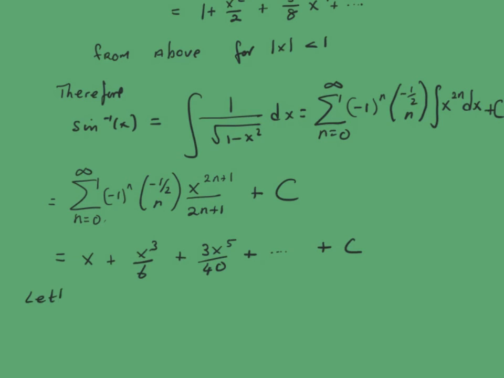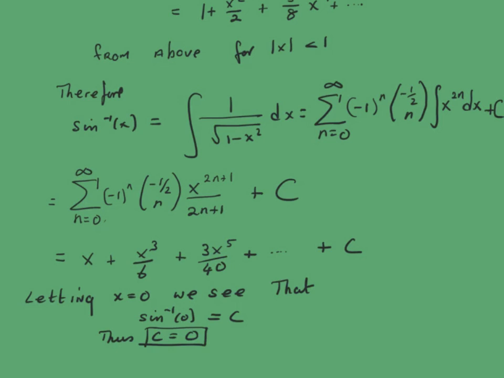Now we can determine the constant here by comparing values of the right-hand side with the left-hand side when x is equal to 0. Now when x is 0, the only non-zero term on the right-hand side is the constant itself, c, and since sine inverse of 0 is 0, that gives us c is 0 here.